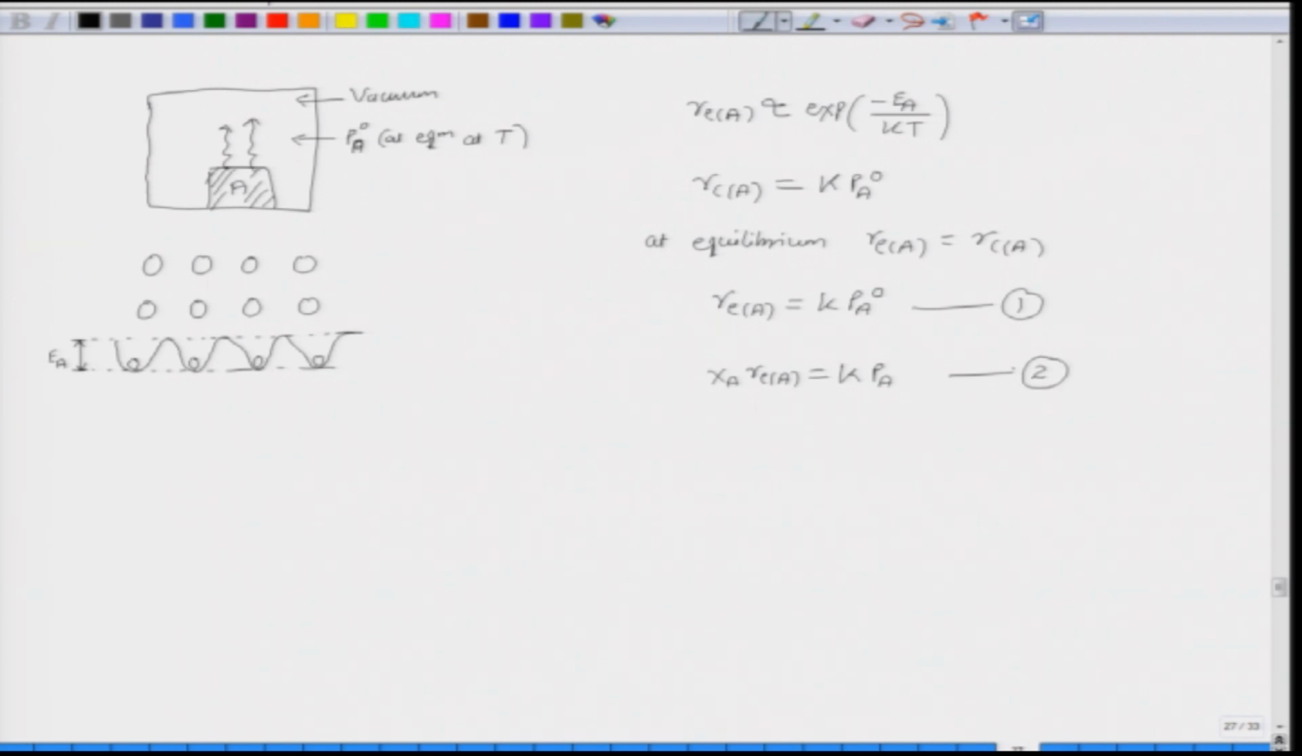If we divide 2 by 1, we get XA is equal to Pa over Pa 0, or Pa is equal to XA times Pa 0. Similarly, for B we can write Pb is equal to Xb times Pb 0, where Pb 0 is the equilibrium vapor pressure exerted by pure B at temperature T. All this we are considering at the same temperature T, right. So this is called Raoult's law.